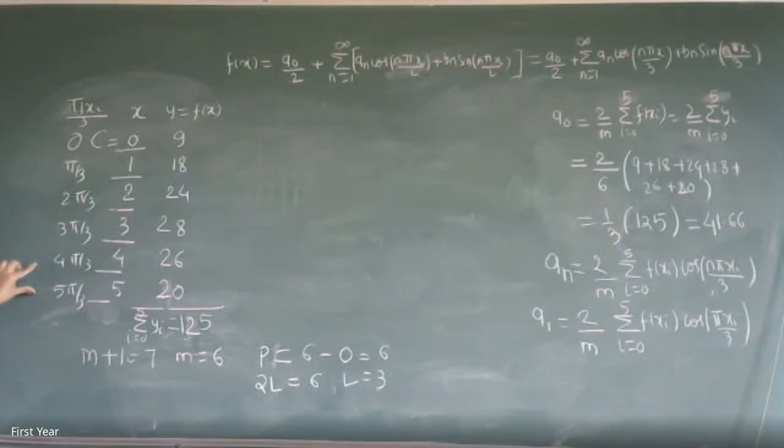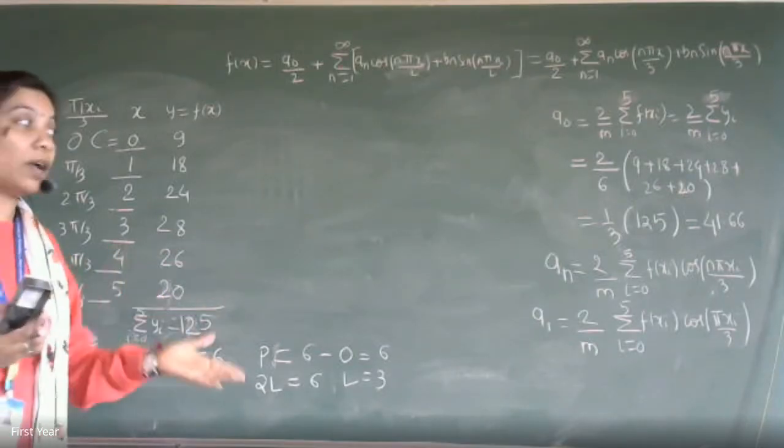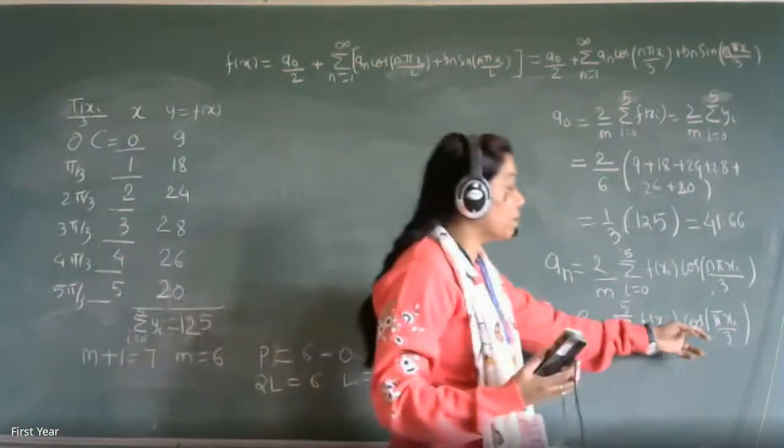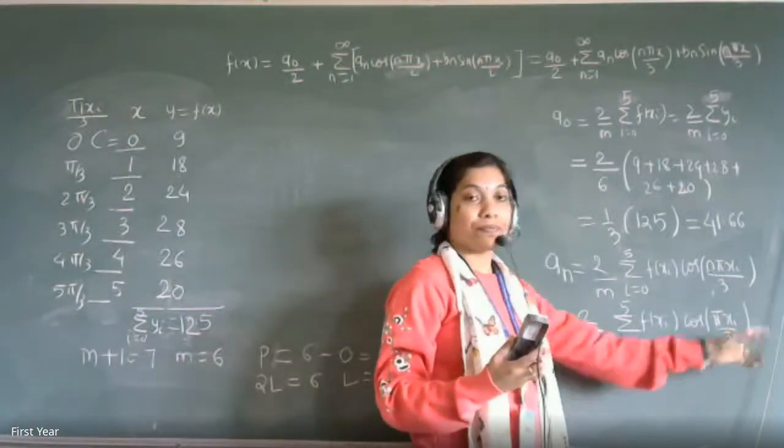Pi by 3. Pi by 3. Yes, they are of equal length. Is it okay? So that's what I'm going to show you, and that comes from here. This is your angle theta.